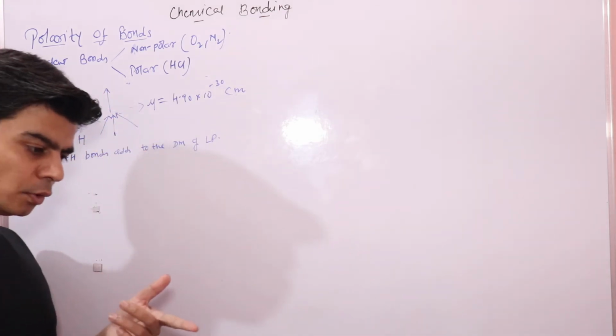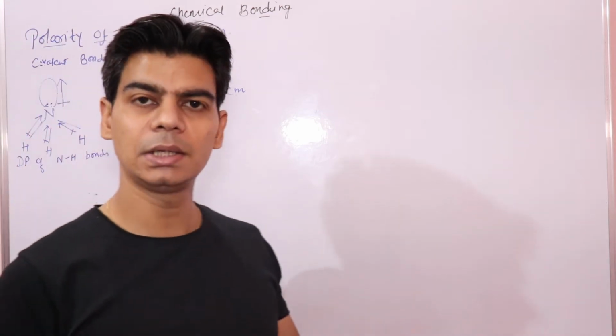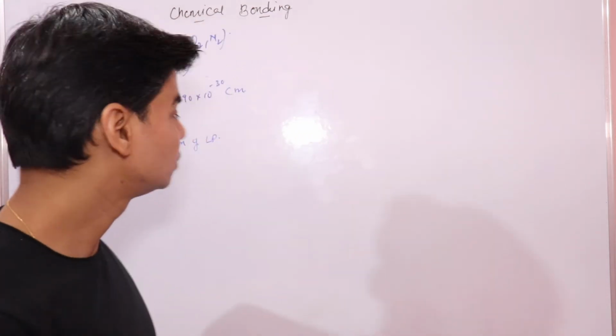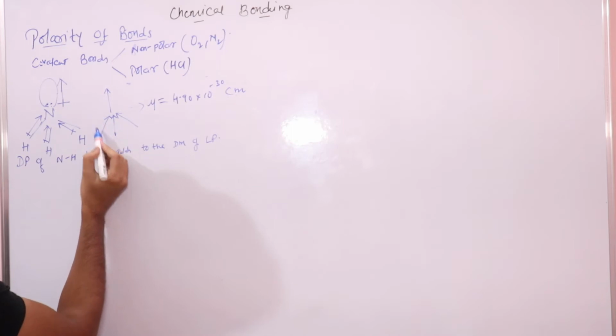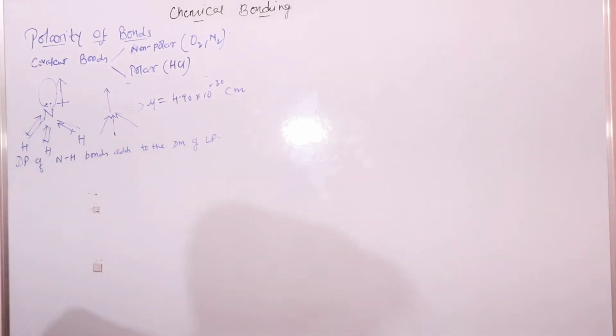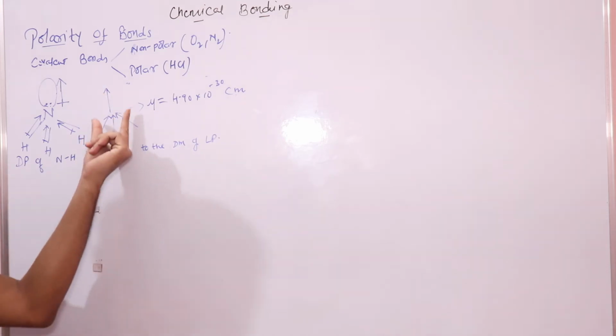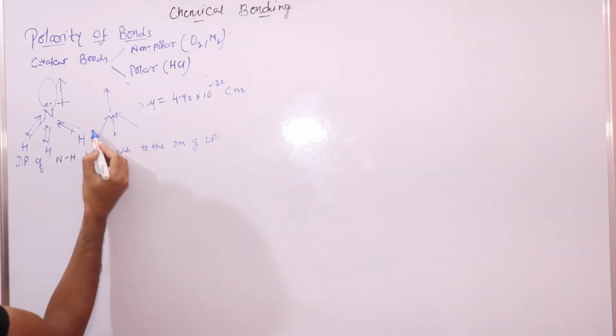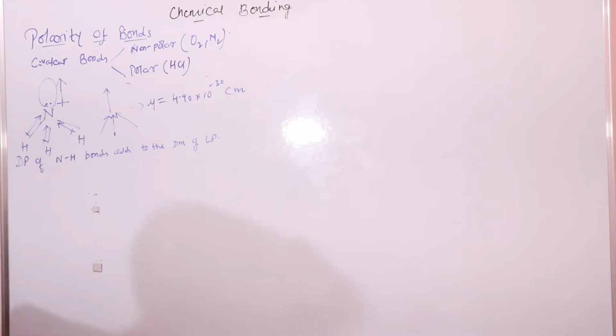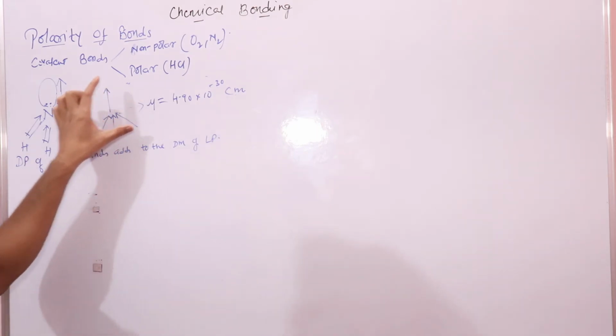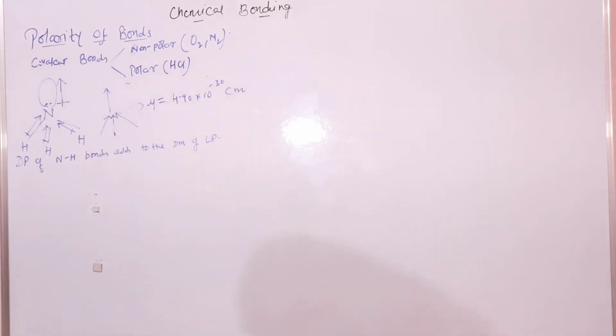And we know that dipole moment is a vector quantity. It has magnitude as well as direction, so you have to look into the direction of these bond dipole moments. Here, the direction of the dipole moment is in one direction, pointing here. So all these dipole moments add up to the dipole moment of the lone pair. This is how we calculate the dipole moment of ammonia.